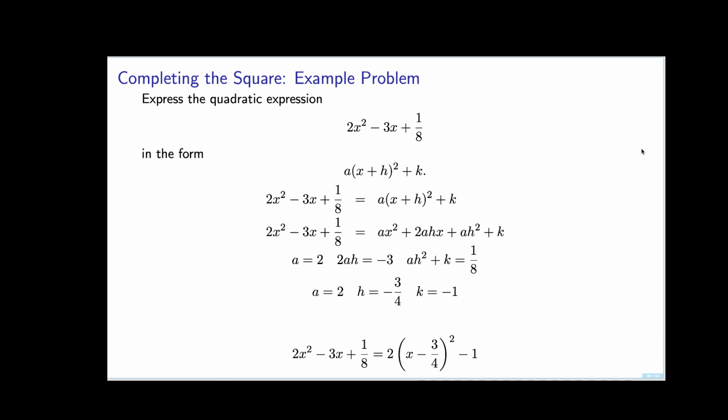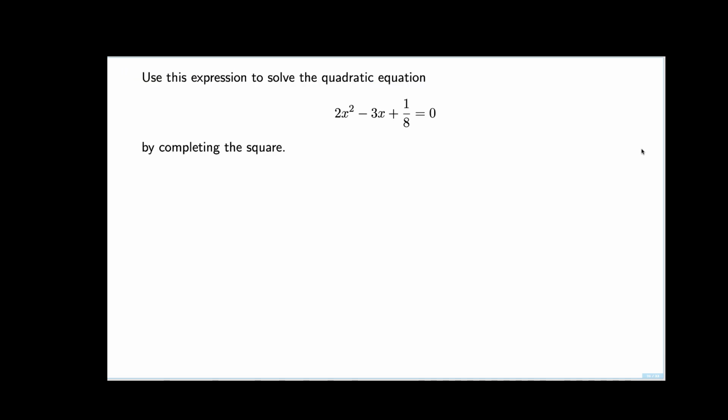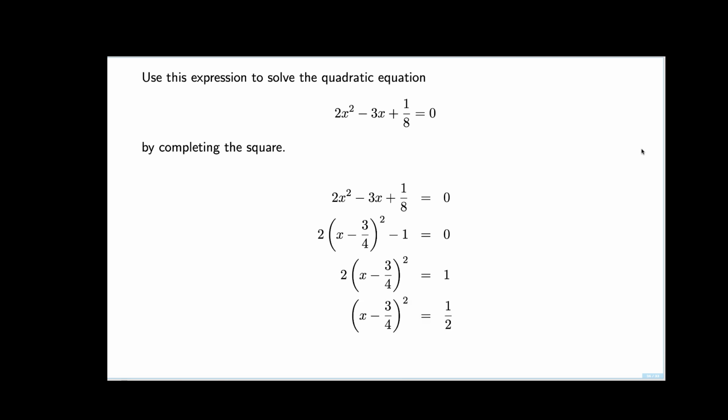So finally, let's go ahead and use this to solve a quadratic equation. So I have the equation 2x squared minus 3x plus 1 over 8 equals 0, and I want to solve this by completing the square. So here's our equation. The first thing that I'll do is just go ahead and rewrite our 2x squared minus 3x plus 1/8 in the form that we just obtained. So 2(x minus 3 over 4) squared minus 1 equals 0. Now to solve this equation, I'll go ahead and bring the 1 to the other side. So I get 2(x minus 3/4) squared equals 1. Next thing I'll do is divide by 2. So I get (x minus 3/4) squared equals 1/2.